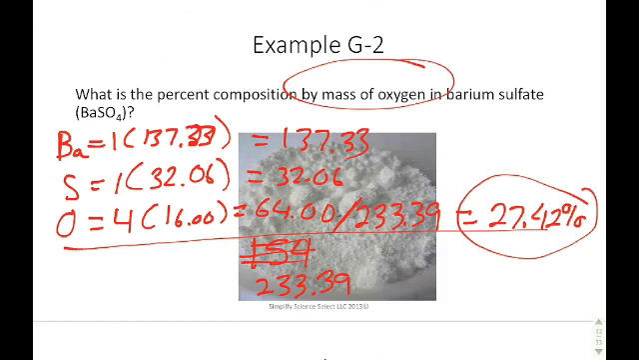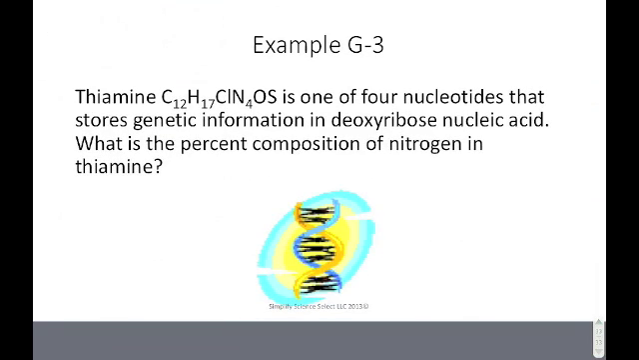And the final example that we have is thymine. It says thymine is one of the 4 nucleotides that stores genetic information in DNA. What is the percent composition of nitrogen in thymine? So there's a whole bunch of stuff here in thymine. So let's go ahead and start it.